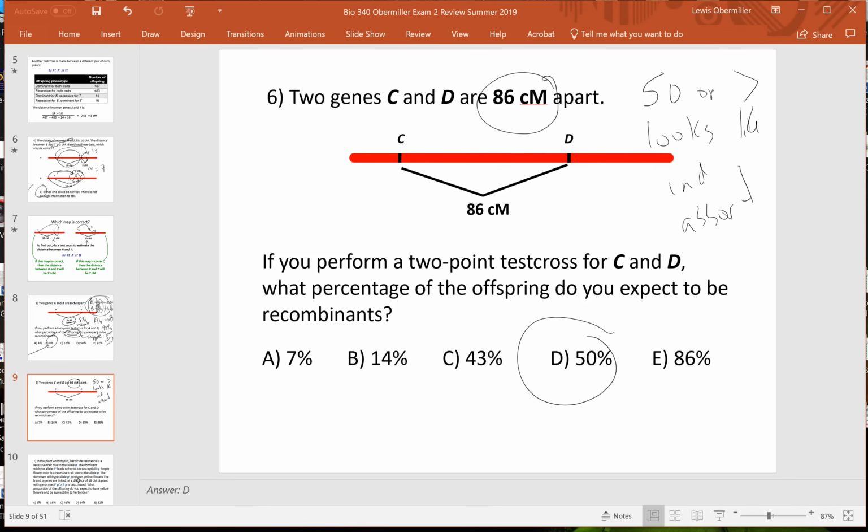So the answer would be D. You can't tell because that's the highest value that you can get. All right, next one.